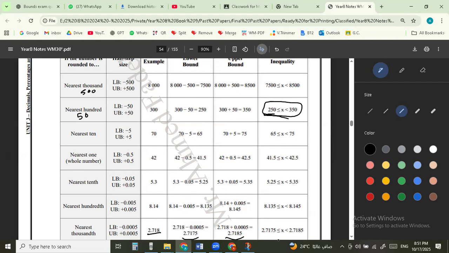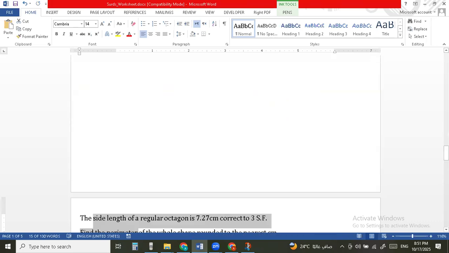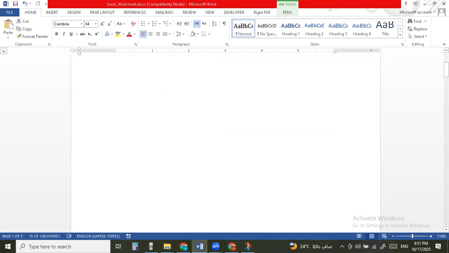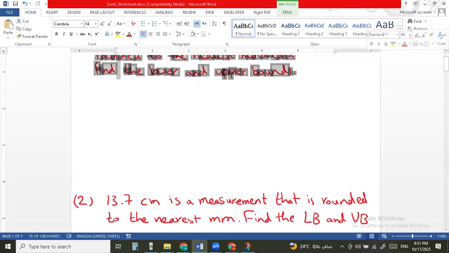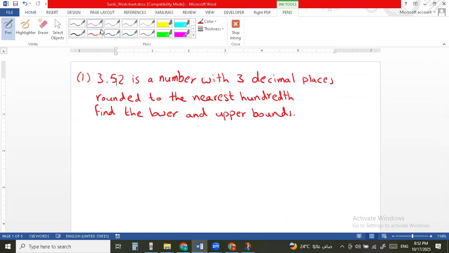Okay, about that new level that we need to practice a little bit more, you got here the first question. It's saying 3.52 is a number with 3 decimal places, but rounded to the nearest hundredth. So it is originally a number with 3 decimal places, but it is rounded to the nearest hundredth. Find the lower and the upper bounds.